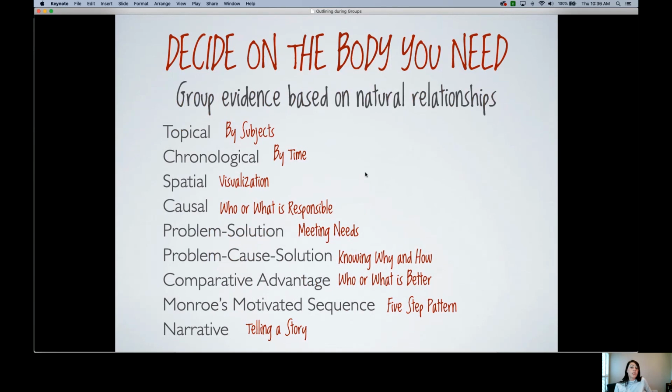All right, so we are going to decide on the body we need, and we are going to group our evidence based on the natural relationships. Now, I am going to end our tutorial here. So here's what you need to do. Go read your articles and the information that you found. Don't just say, oh, this is a good article. Find specific pieces of information in it that you can use in your own speech.